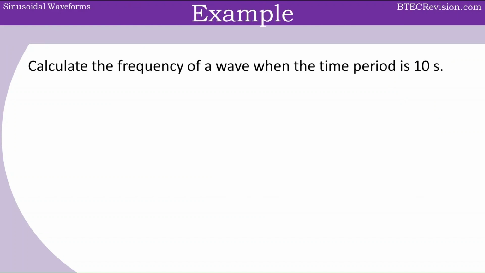Now, let's take a look at this example. Calculate the frequency of a wave when the time period is 10 seconds. We can start by writing down our equation. Time period is 1 over frequency. Now we can rearrange, so we can swap f with t to give us f equals 1 over time period, and that's equal to 1 over 10 seconds. And the value for that is 0.1, and the unit is hertz.